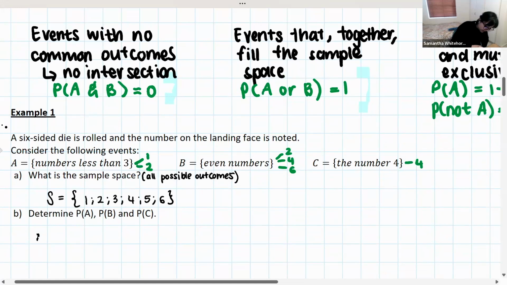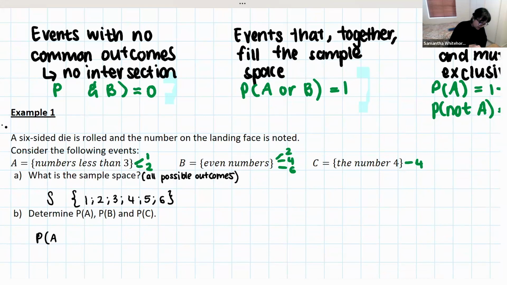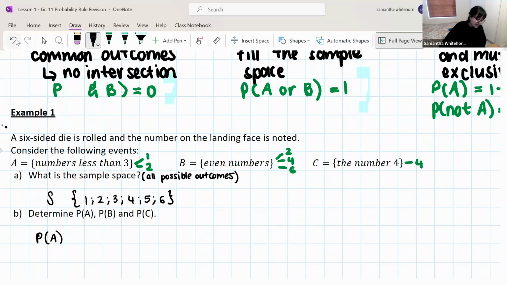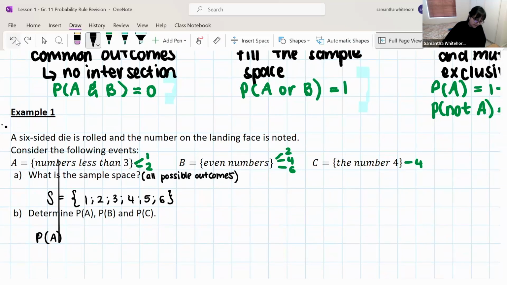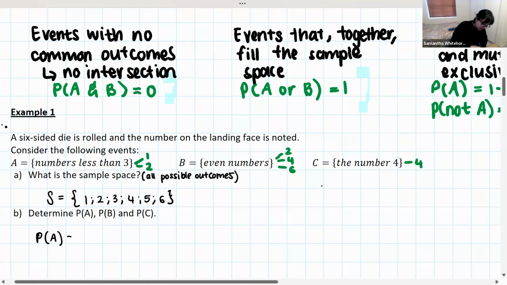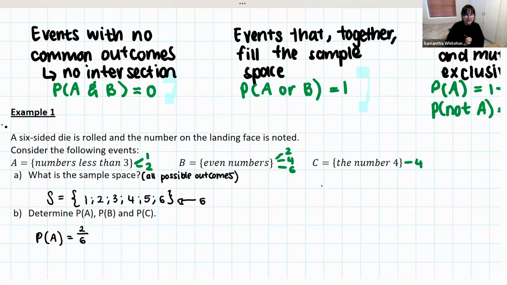So if I wanted the probability of event A occurring, event A are numbers less than 3. How many numbers less than 3 do I have on a die? Okay, I've only got 2 numbers. So that's 2 out of my total possible 6 outcomes. 2 out of 6. So my probability here of event A is 1/3.